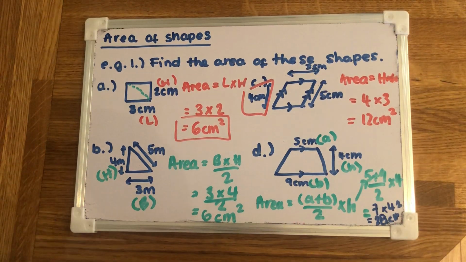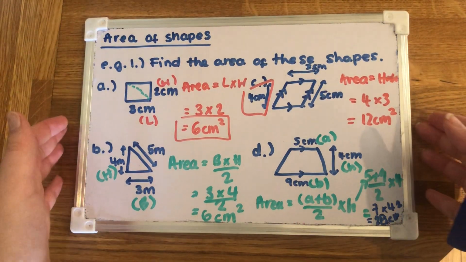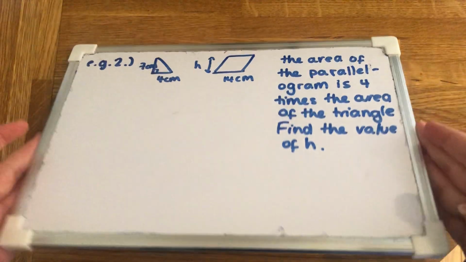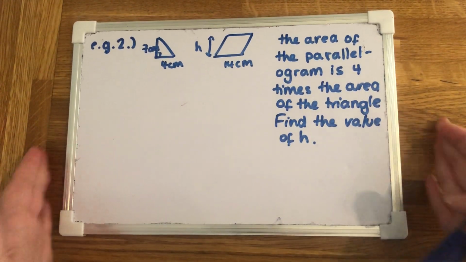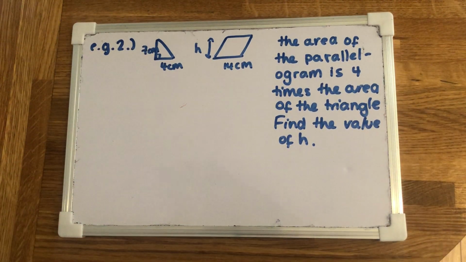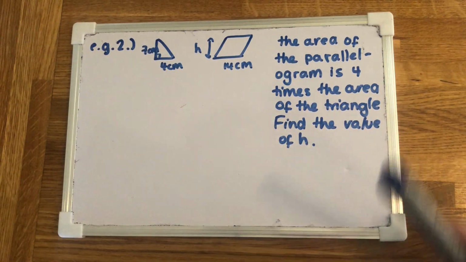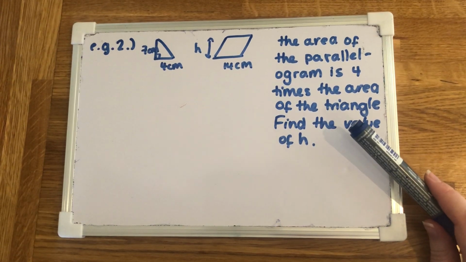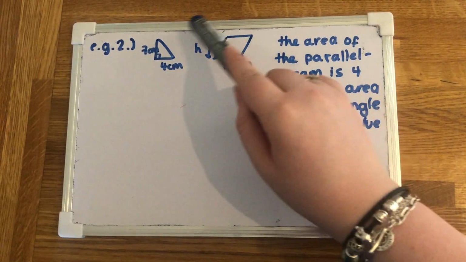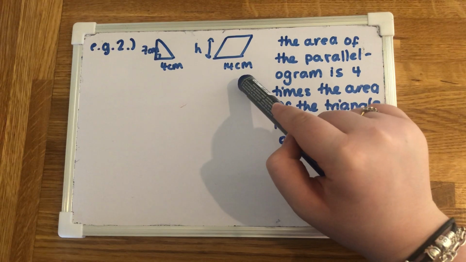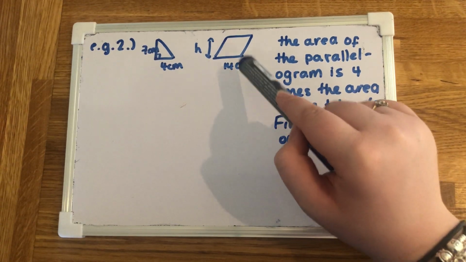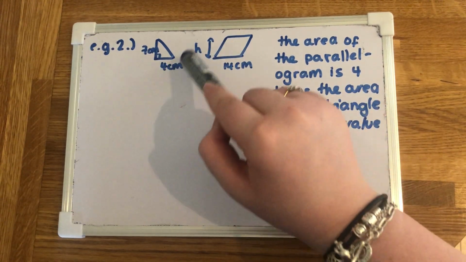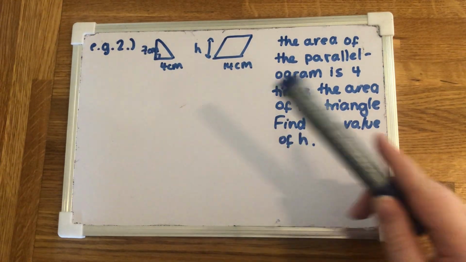Okay, so on the next side it's going to be a wordy question, but it's still linking to what we've just learnt. So the area of the parallelogram, which is this one here, is 4 times the area of the triangle. Find the value of h. Okay, so at the moment we don't know how to work out the area of the parallelogram, but we do know that this area is 4 times whatever this area is, which we can work out.